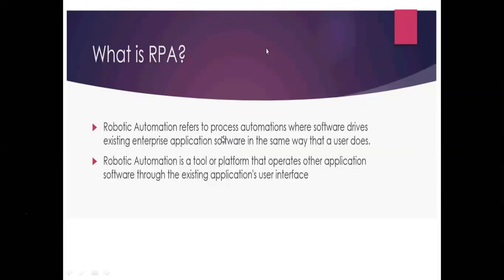As I told, if any client is already using some business application software and you want to automate that application's activities, then we are going to use RPA. Robotic automation is a tool or platform that operates other application software through the existing application's user interface.